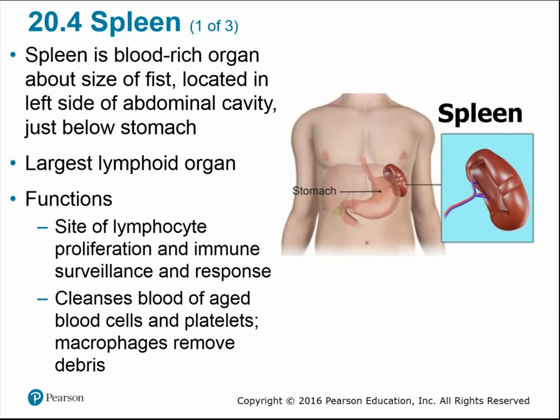So continuing to look at some lymphatic organs, we're looking at the spleen. The spleen is located on the left side of the abdominal cavity, just below and behind the stomach. It's about the size of your fist, but of all of the lymphatic organs, it is the largest. Functions of the spleen include sites of lymphocyte proliferation, immune surveillance and response. It also serves other functions of cleaning and recycling old red blood cells and platelets, and it contains macrophages to clean up the cellular debris.